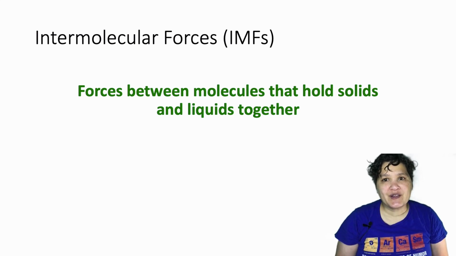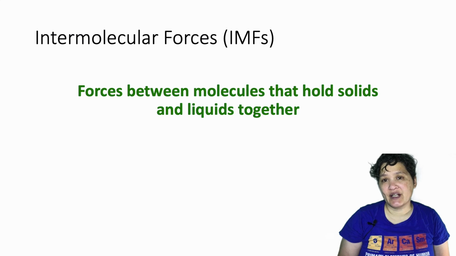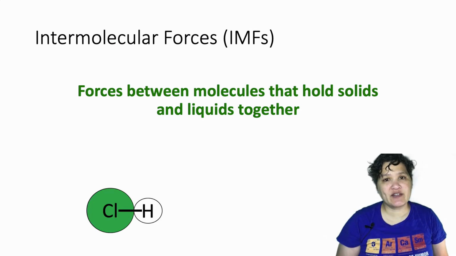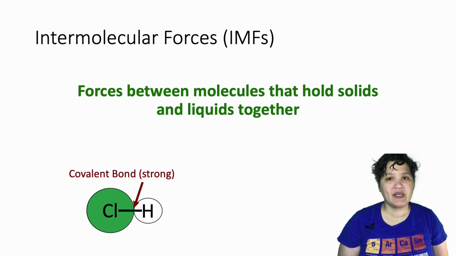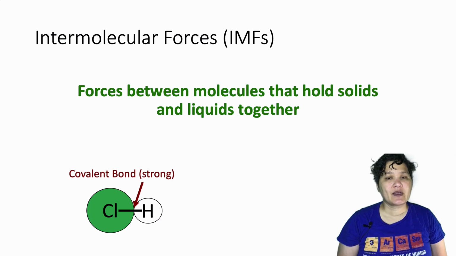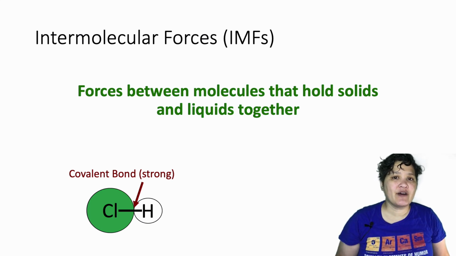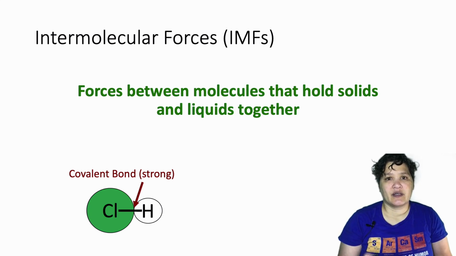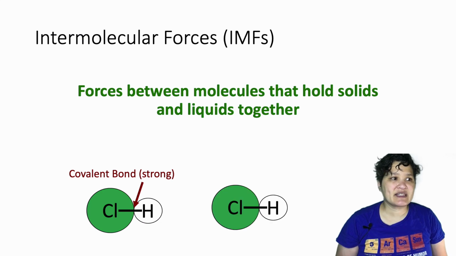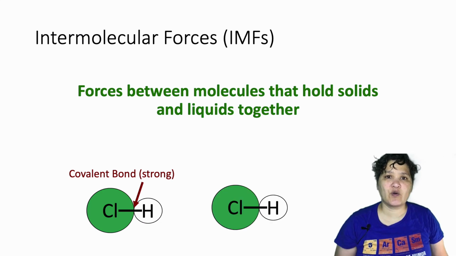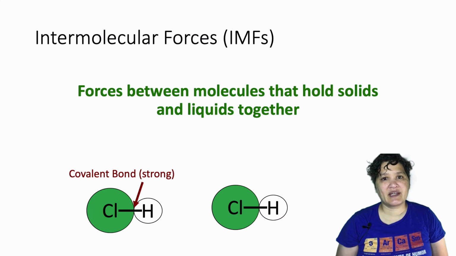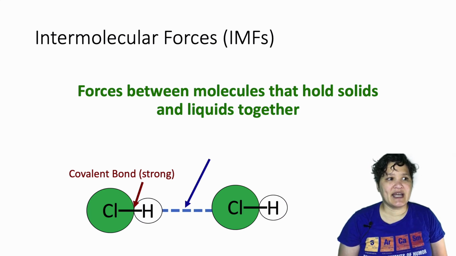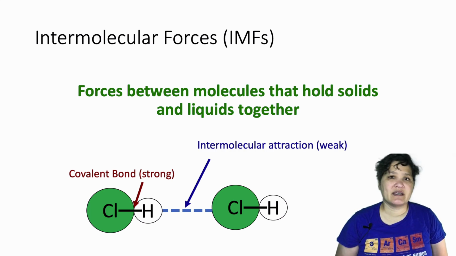And so if you think about something like HCl, that has a covalent bond that holds the hydrogen and the chlorine atoms together, and that's a pretty strong bond. But if you have a bunch of HCl molecules together, because those things have dipoles, you're going to get this electrostatic attraction that holds the positive end of one to the negative end of another, and that is our weak intermolecular force.